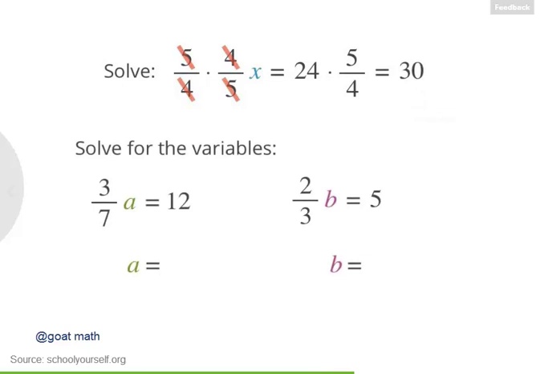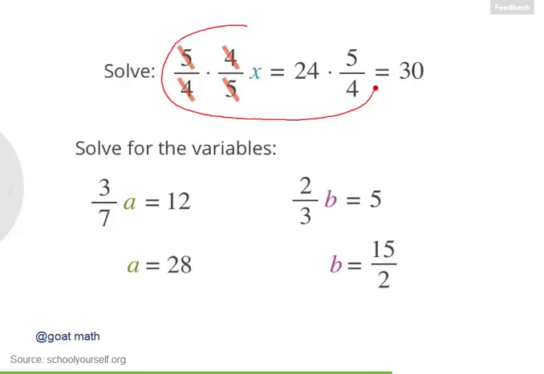Now try solving these equations. 3/7 a equals 12 and 2/3 b equals 5. Nicely done. So a equals 28 and b equals 15/2, or 7½.